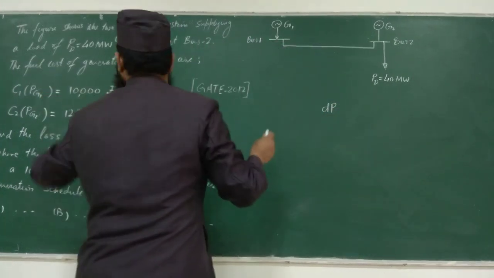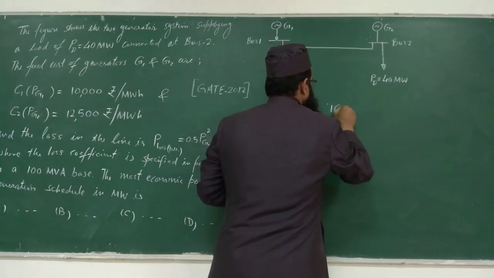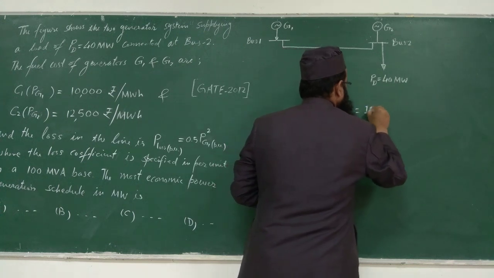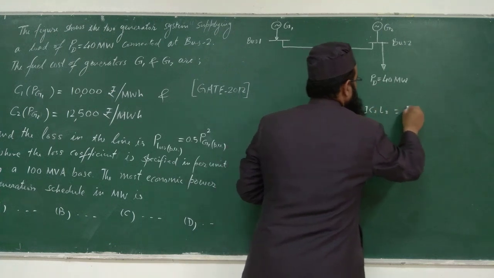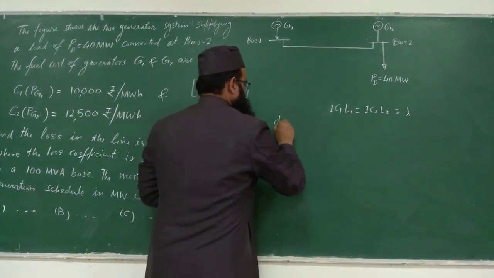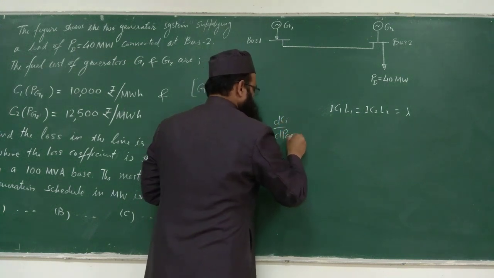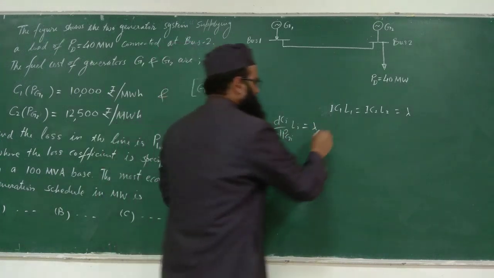What is that? C. Okay. So directly we will write IC1 L1 will be equal to IC2 L2, is it not? It is equal to lambda. In general, we know that dCi upon dPGi times Li equals lambda, for i equal to 1 up to the number of units, right?